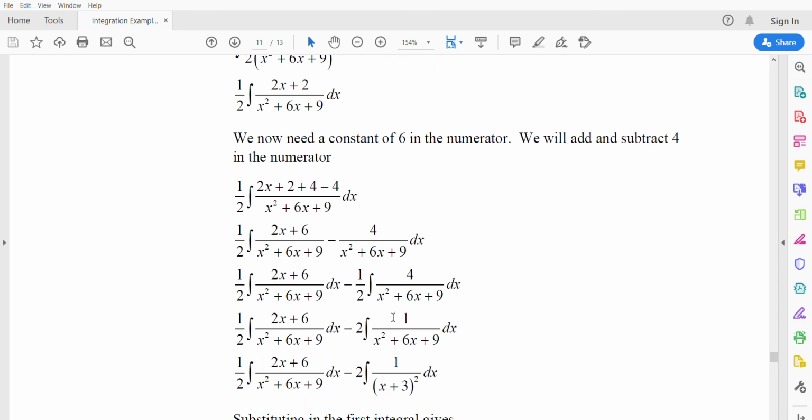Breaking this up into two integrals, I've got 1/2 times the integral of 2x plus 6 over x squared plus 6x plus 9 dx minus 1/2 times the integral of 4 over x squared plus 6x plus 9 dx. If I bring my 4 out, 4 and 1/2 reduces, that gives me a 2. And then this bottom factors into an x plus 3 times an x plus 3, which is x plus 3 squared.